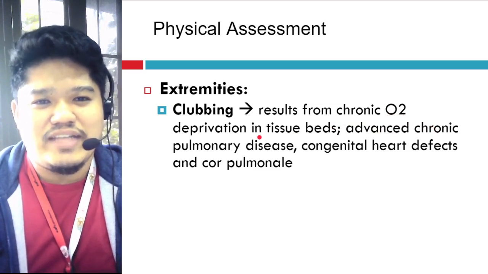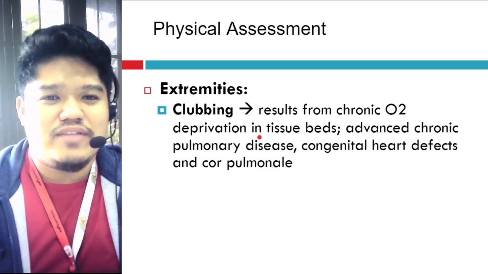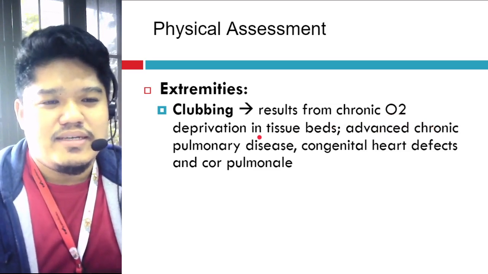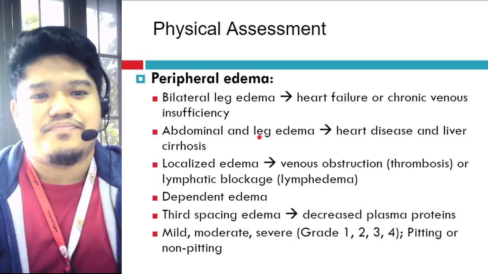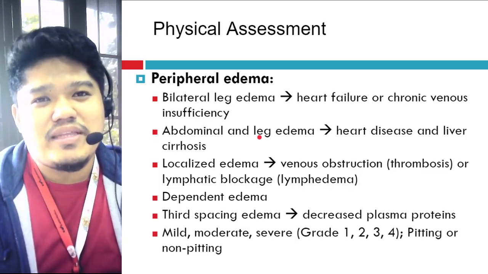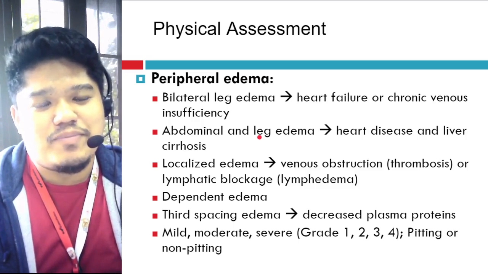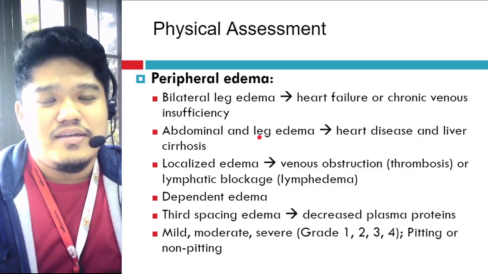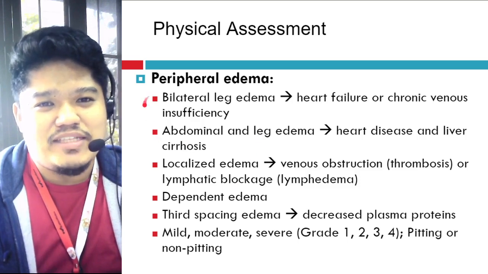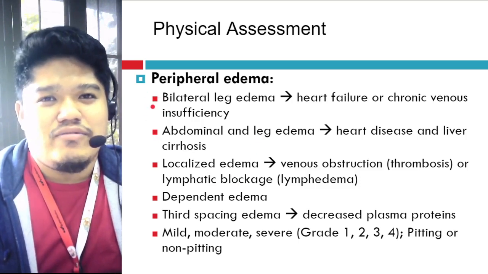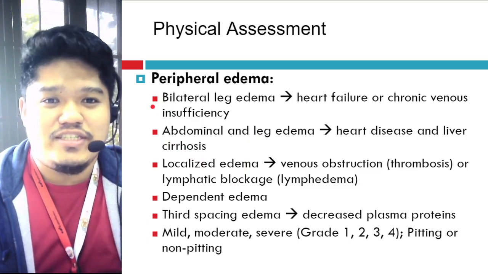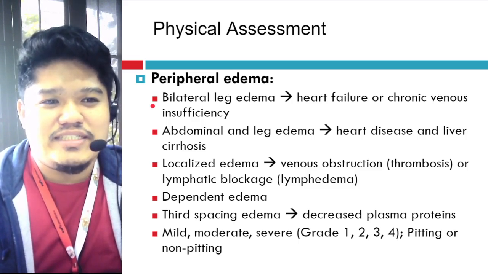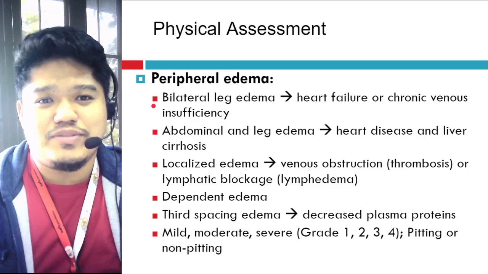So, these are seen in those patients with advanced chronic pulmonary diseases, congenital heart defects, and sometimes cor pulmonale. Peripheral edema may be seen not only onto the extremities of the patient but also to the trunk. We should take note for the extremities, bilateral leg edema, which are usually seen in patients with heart failure or chronic venous insufficiency. Abdominal and leg edema may be an indication of heart diseases or at times liver cirrhosis.